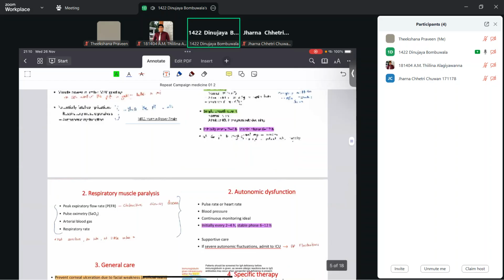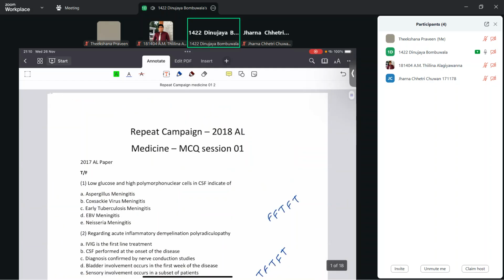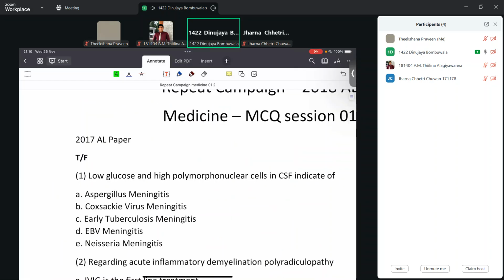If you have time, you can go through those as well, because those topics have to be covered before the exam. What I did was create my own categorized MCQ list of the topics which have been asked in each year, from 1 to 50, and I went through each of those topics as much as possible. The commonly asked topics we have to go through at least several times, or at least once. So we'll go to the first question: low glucose and high polymorphonuclear cells.